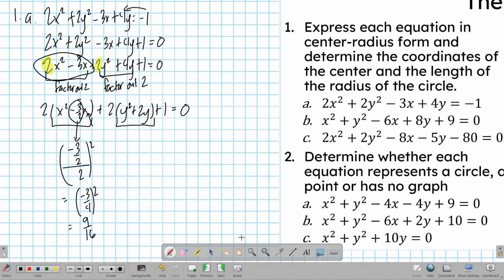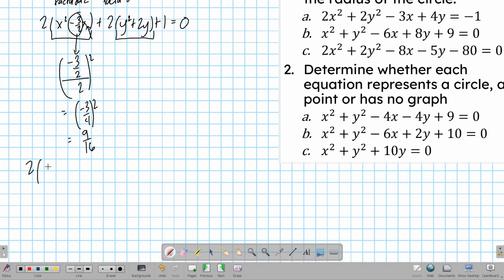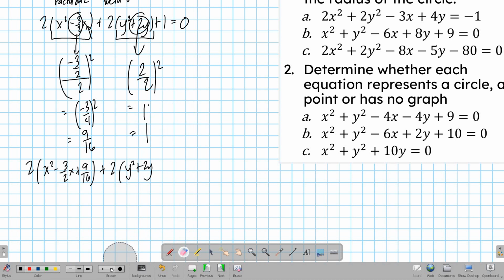So, dito, tulong na natin ito. Ayan. So, we're going to have 2 times x squared minus 3 halves x plus 9 over 16. Ayan. Plus 2 times y squared plus 2y. So, dito, ganun din. Mas madali nga lang po kasi dito, it will become 2. So, positive 2 divided by 2 squared, which is equal to 1 squared, which is equal to 1. So, plus 1. Ngayon, nagdagdag ka ng 9 over 16, nagdagdag ka ng 1.